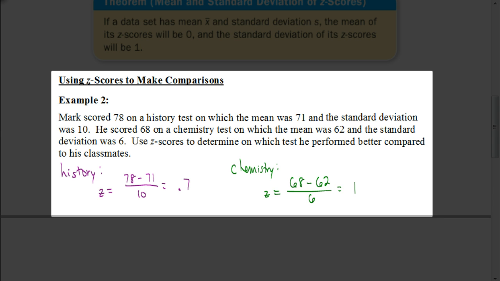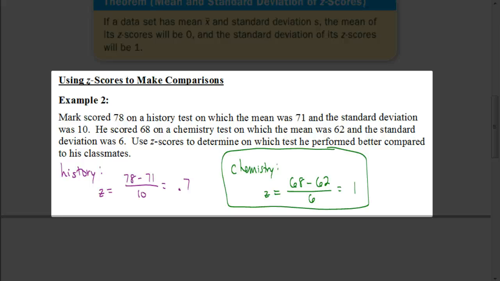So his z-score is 1, meaning that he had a score of 1 full standard deviation above the class's average, which means that he did better on his chemistry test compared to the rest of the class than he did on the history test. In both scenarios, he did better than the class, but in the chemistry test, he did better than the rest of the class by 1 full standard deviation, as opposed to the history test, where he did better than the average by 0.7 standard deviations. So that would be your answer: his chemistry test.